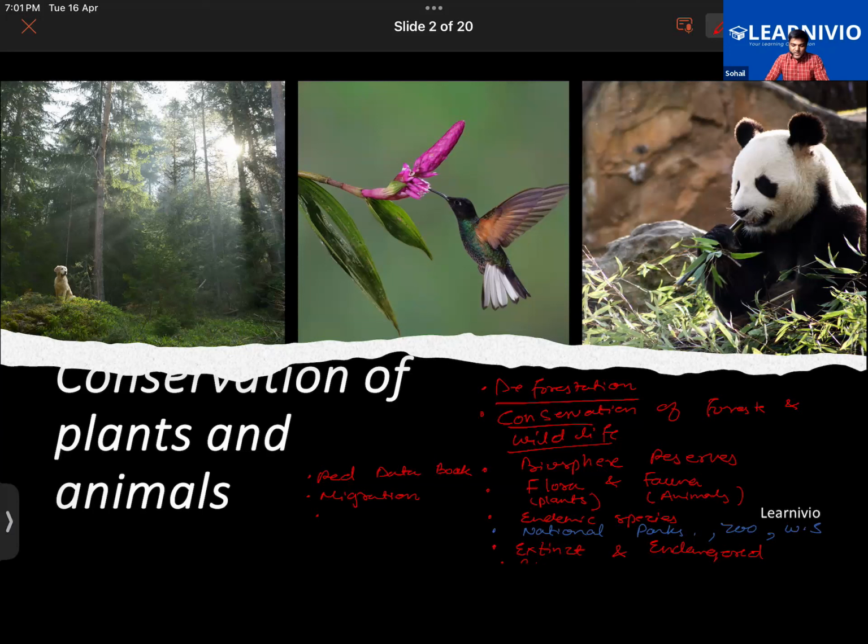Okay, now. So do one thing, kindly note these things down in a copy. These are the contents of the chapter which we are going to be studying. Red data book, migration. I think there are a few important other things left to be discussed. I think there has to be one more thing: recycling of paper. Have you ever recycled paper? Yes. Good. Recycling of paper, it's a very simple process. And lastly, we'll be studying about reforestation also. So note these things down.